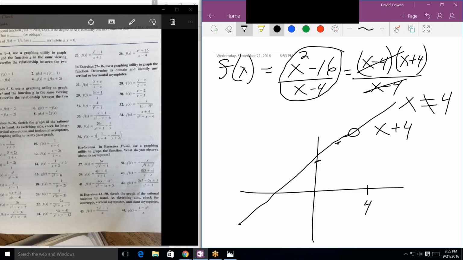Remember, that hole is at 1 point only, at 4. No other place. So in reality, it really is infinitesimally small and wouldn't show up. And when you're graphing it manually, you draw it in like that just to show that x cannot be equal to 4. And that's its only restriction. The domain is all real numbers except x cannot be equal to 4. Okay, what else?